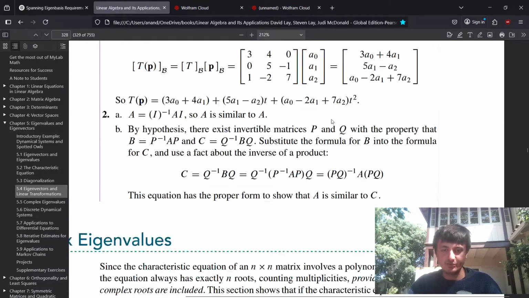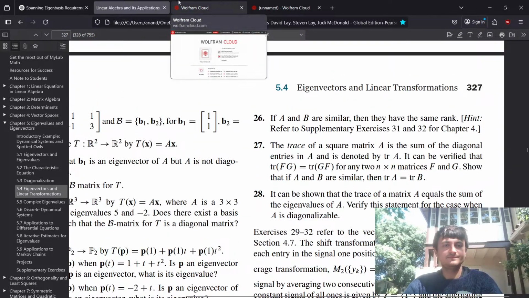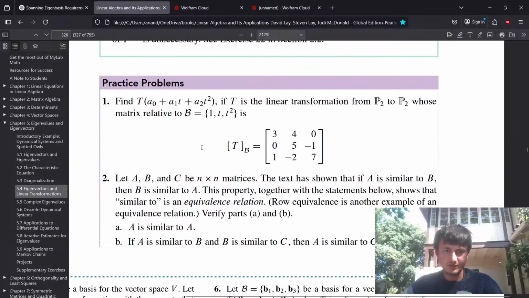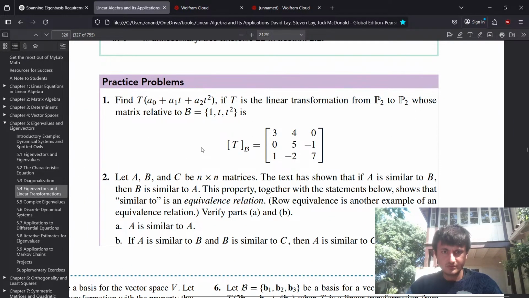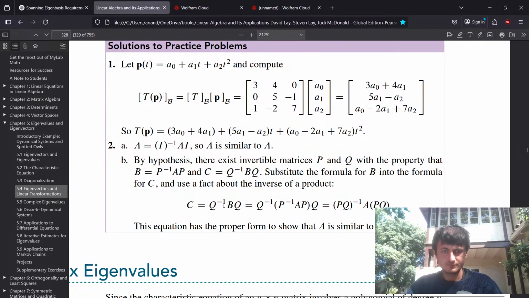All right, so let's see how they do it. But we definitely need to. Okay, A, yeah, I just take it as the identity. That one's obvious. Oh wait, it's P inverse. Wait, does it matter? I don't think it matters whether or not you do P inverse A P or whatever. Oh wait, what was the problem? A is similar to B. B is similar to C. Oh, okay. Right. So they use a fact about the inverse of a product.